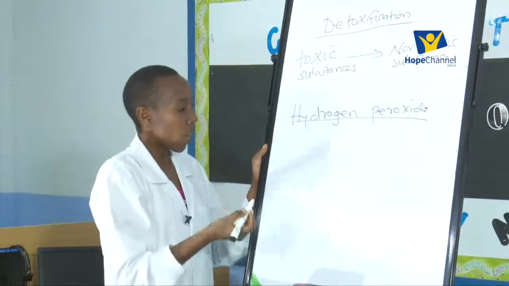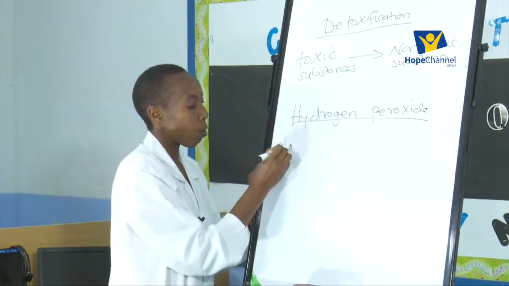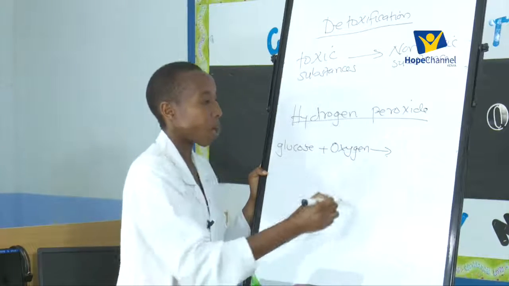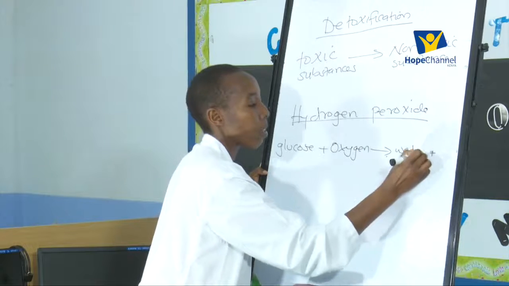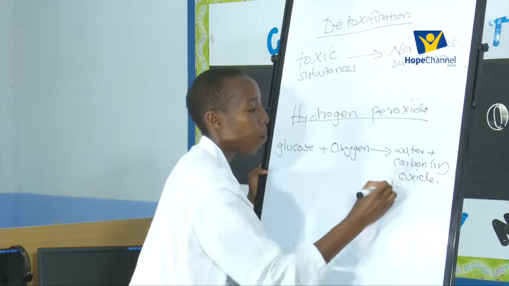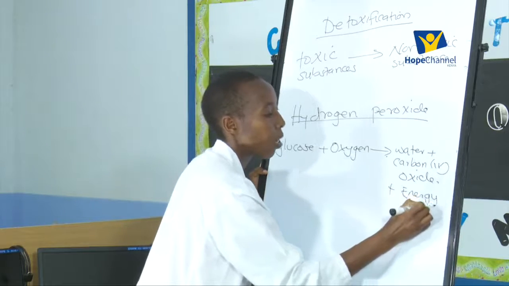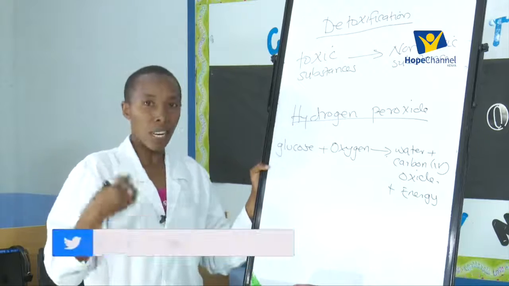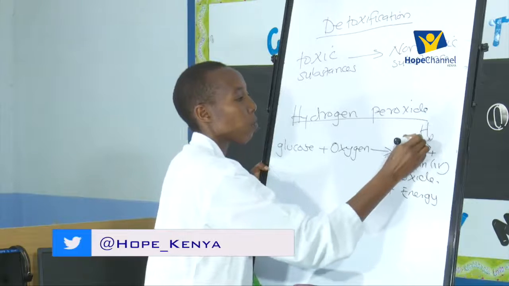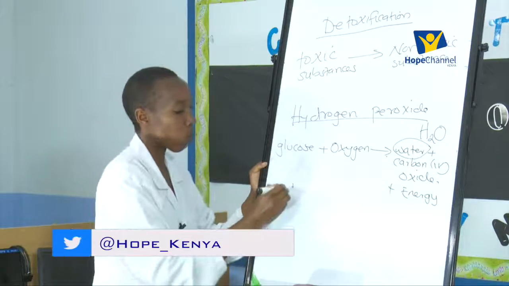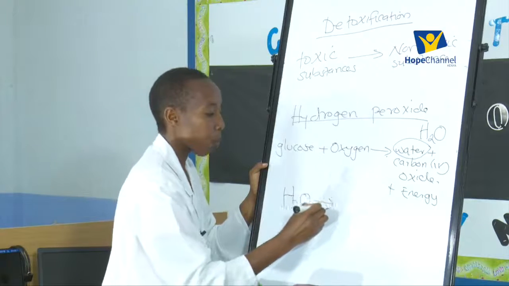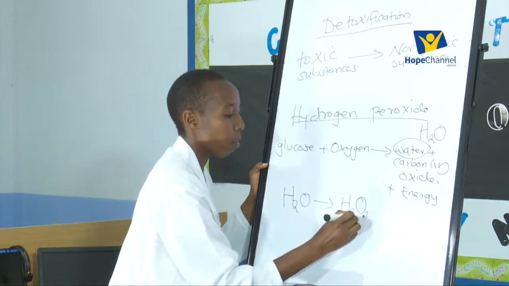At normal situation, when glucose is broken down, glucose plus oxygen, we are supposed to have water plus carbon dioxide plus energy in form of ATP. But those cells that are actively respiring, instead of producing water, of course water we say is H2O, those actively respiring cells, especially the liver cells, produce hydrogen peroxide.